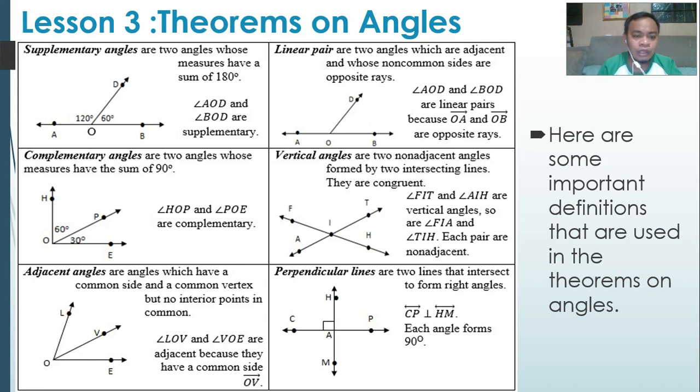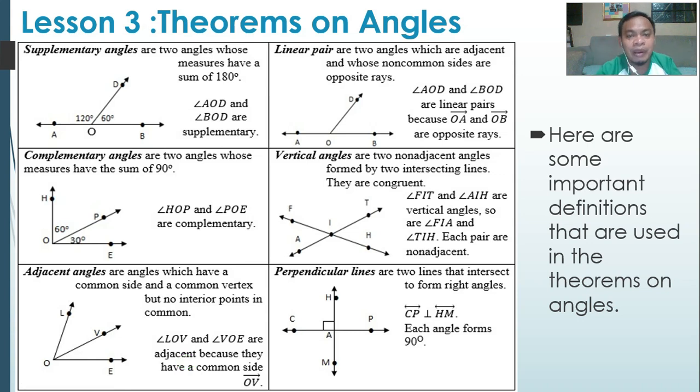Next, we have adjacent angles. Adjacent angles are angles which have a common side and a common vertex, but no interior points in common. We have here angle LOV and angle VOE. They are adjacent because they have a common side OV. Angle LOV is adjacent to angle VOE because of this ray OV. Therefore, we call them adjacent angles.